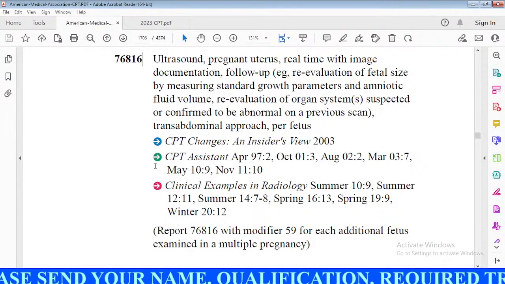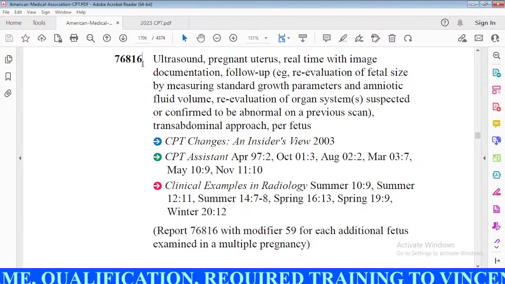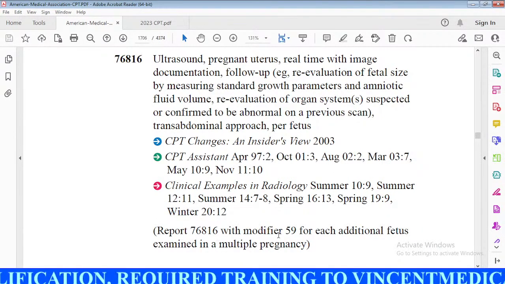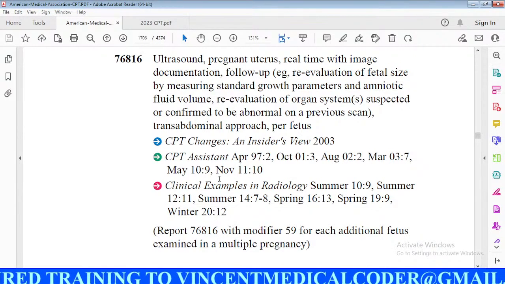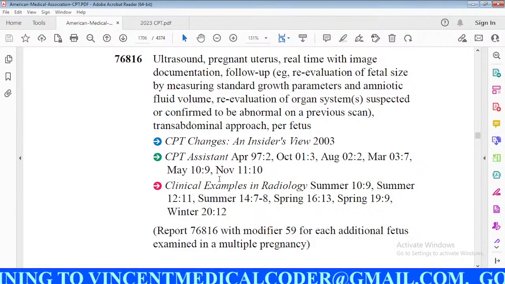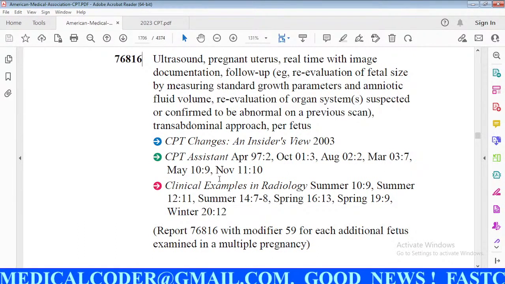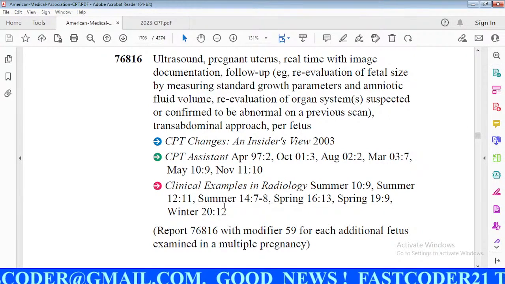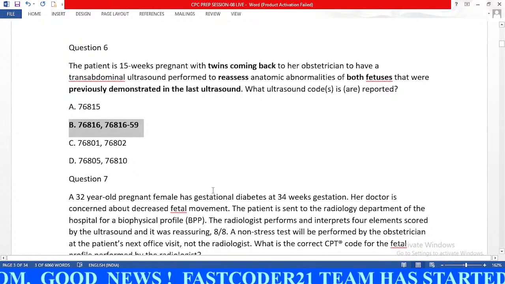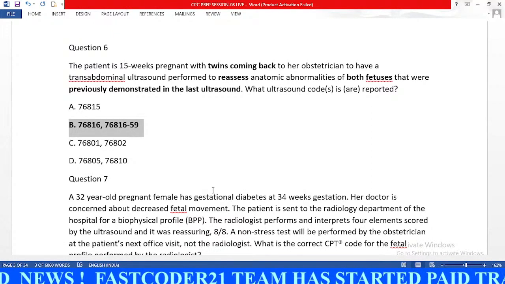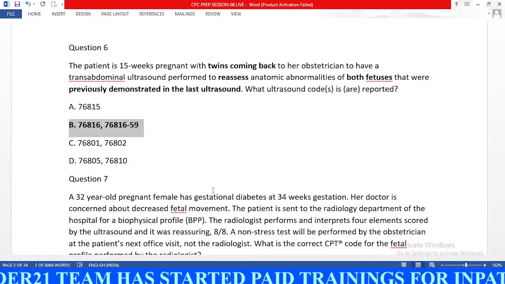So now I have one question: how do you write for 4 fetuses? Now we have only 2 fetuses. For 2 fetuses, our answer is 76816 and 76816 with modifier 59. So what if the patient has 4 fetuses? Write your answer in the chat box. If the patient has 4 fetuses and the physician is doing ultrasound, how can you write? After that, we can go ahead with another question. Basically, this question is for 2 fetuses, so how do you write if the patient has 4 fetuses?